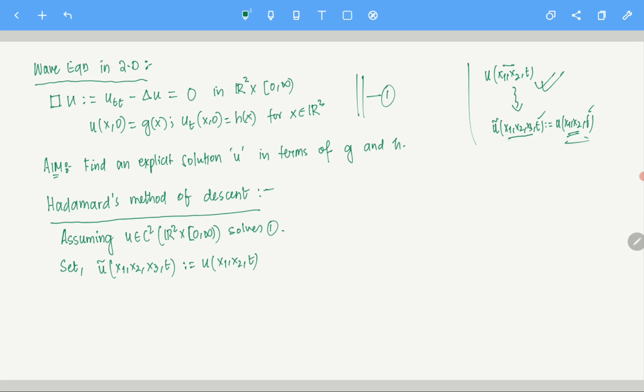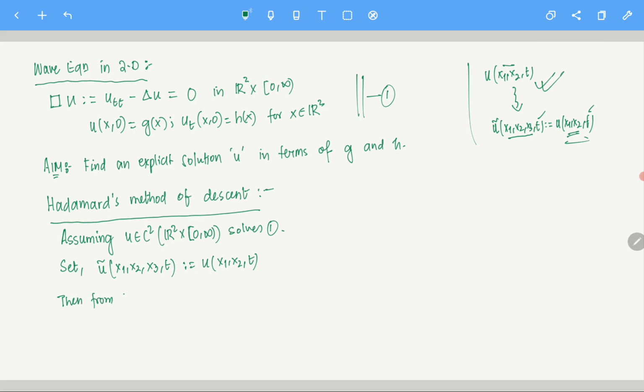So now I am defining a new function u tilde of x1, x2, x3, t, yeah, three spatial dimensions, which is independent of the third variable. So basically that will be defined as the value which u takes at x1, x2, t. Okay, so what is u tilde at x1, x2, x3 and t? That is the exact same value that u takes at x1, x2 and t. That is what we are doing. So you set this.